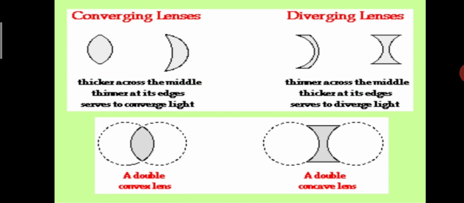Okay, so what about the converging lens? It is thicker at the middle and thinner at its edges and serves to converge light. It converges all the light at one place. Diverging lens is thinner at the middle and thicker at the edges. It diverts the light. Okay. A double convex lens, a double concave lens. See, this one is our thing.